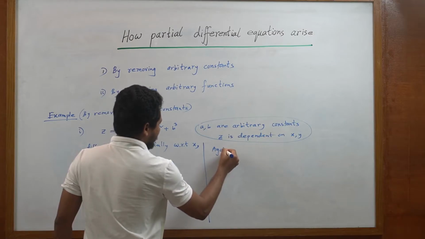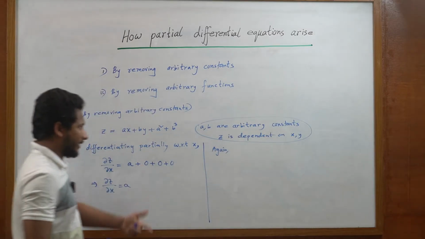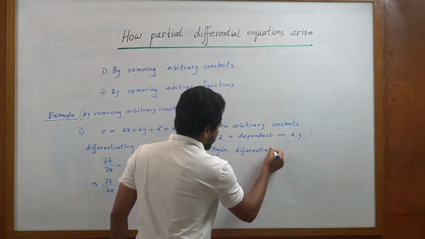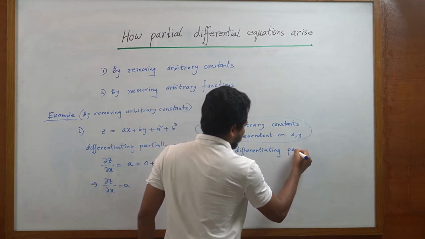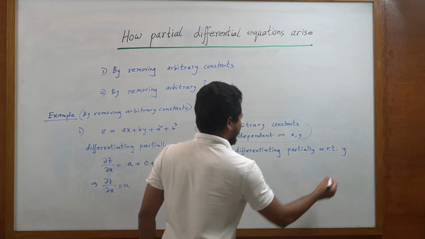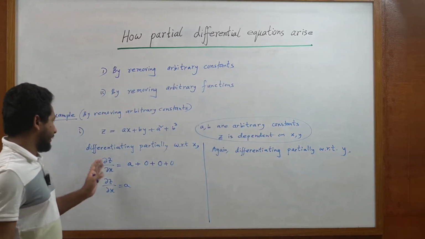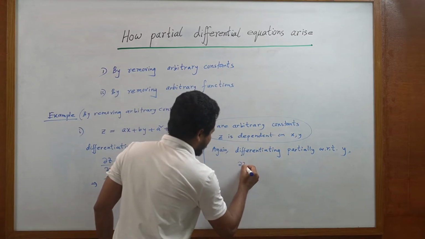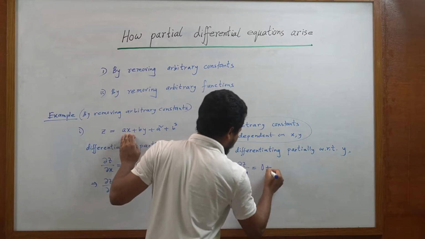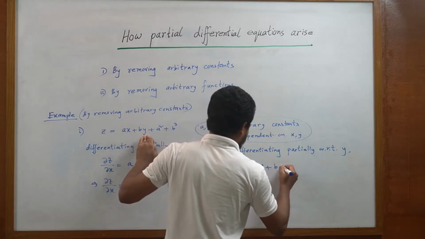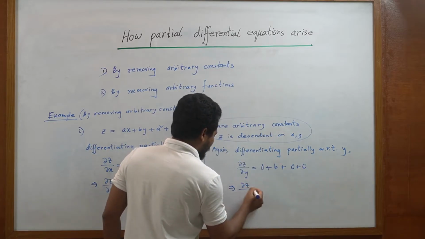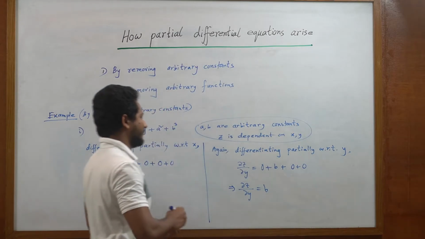Again, differentiating partially with respect to y, we get del z del y equals 0 plus b plus 0 plus 0. So del z del y equals b.